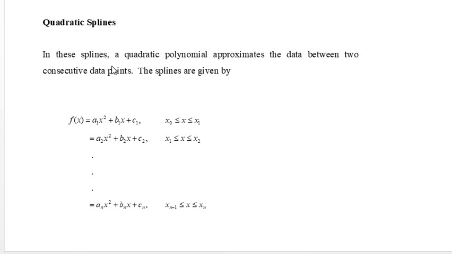Quadratic splines. In these splines, a quadratic polynomial approximates the data between two consecutive data points. So the splines are given by f of x equal to a1 x squared plus b1 x plus c1, valid in interval [x0, x1], and equal to a2 x squared plus b2 x plus c2, defined in interval [x1, x2], and so on. It is equal to an x squared plus bn x plus cn, defined in interval [xn minus 1, xn].